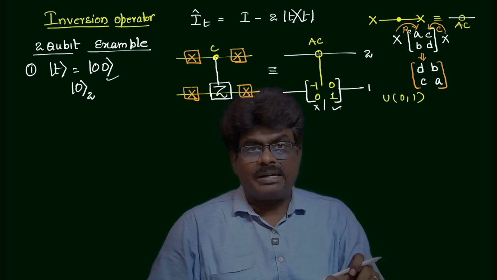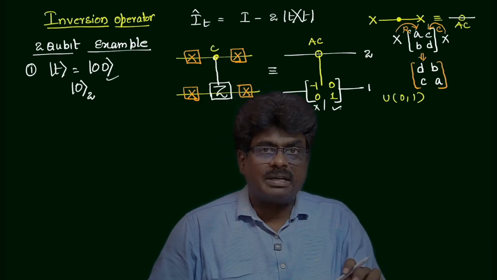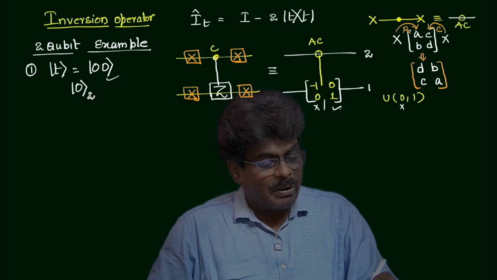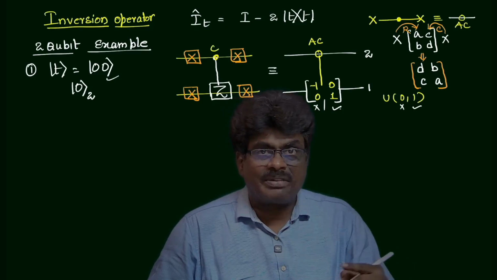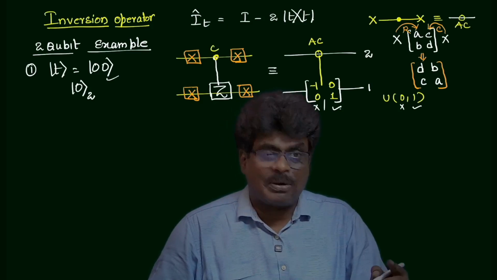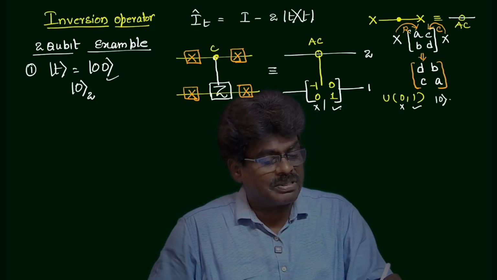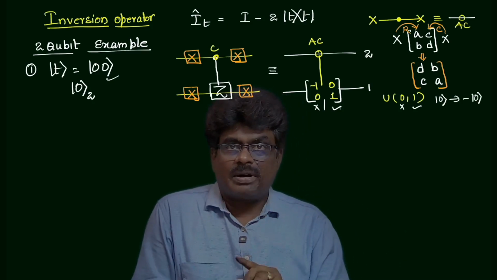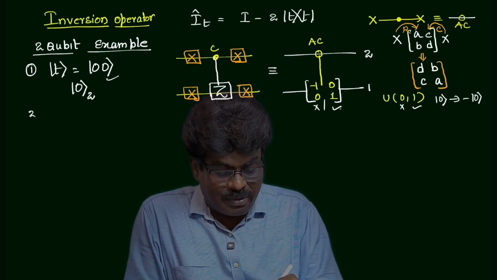You may feel that it is a little bit lengthy, but once you understand this, it is very straightforward and very easy. And here it is off and on. So carefully observe: the first column stands for off, the second column stands for on. That's why the 0 state becomes minus 0. That's it. Still not understanding? No problem. Let us take one more.